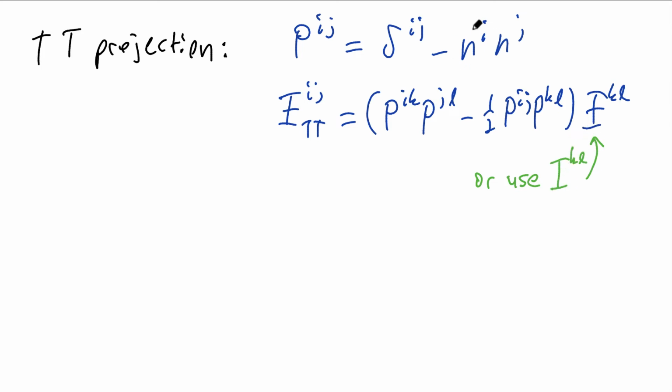Now recall that n is the unit vector that points in the direction of the observation point, or the field point. So here is our coordinate system, x, y, and z. Our two masses, m1 and m2, are orbiting about one another in the xy plane.